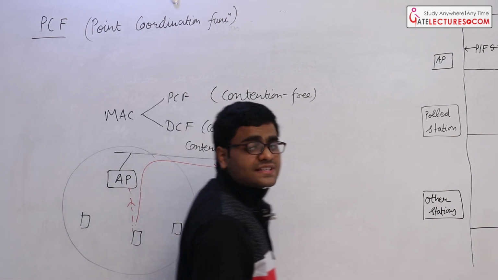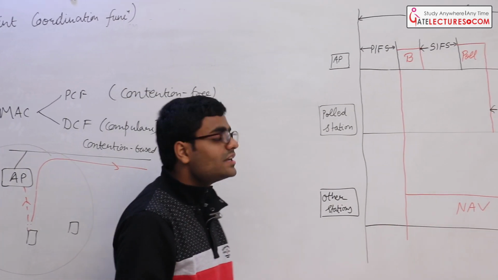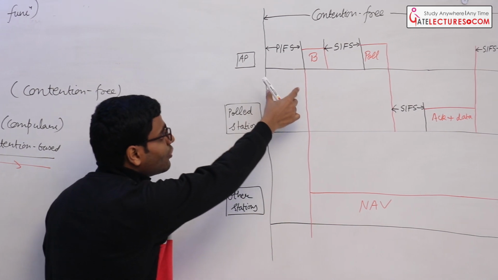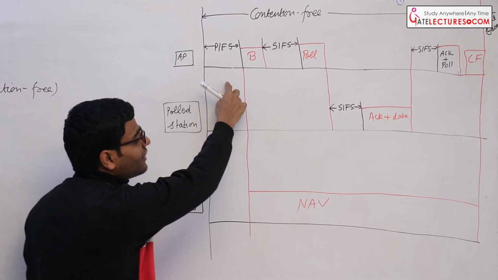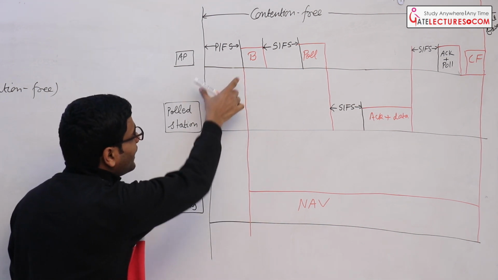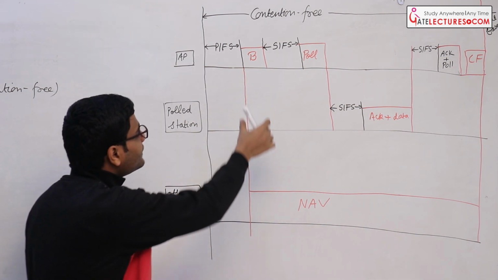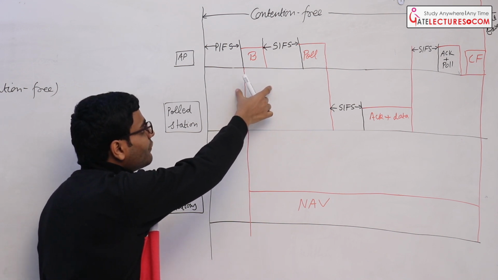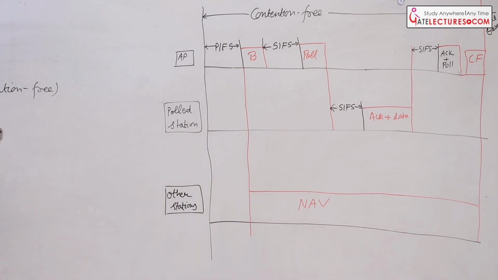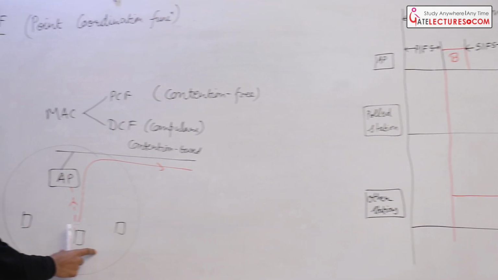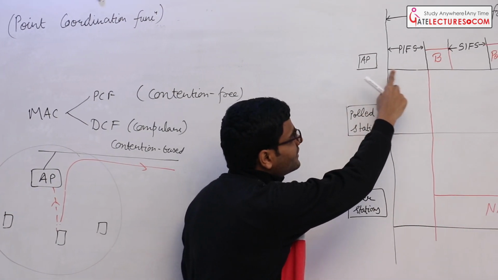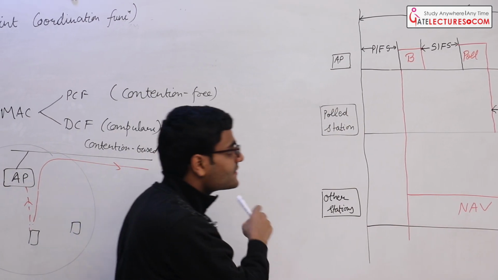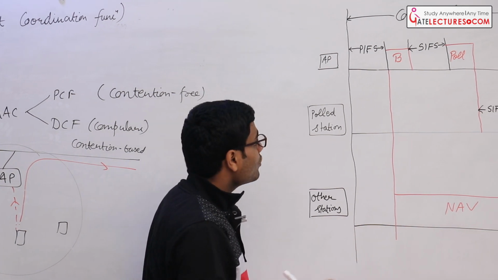So it will first sense the carrier. If the channel is idle, it will wait for PIFS amount of time. What is PIFS? PCF inter frame space. It will wait for that period of time. After that, it will send a beacon frame. In the beacon frame, there is information that the access point wants to poll this station to provide contention free services.